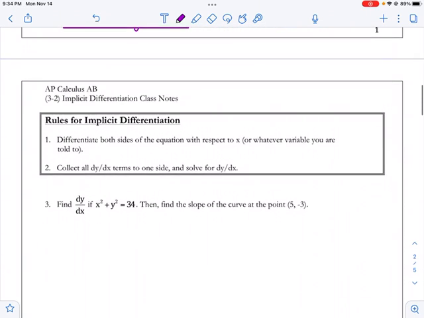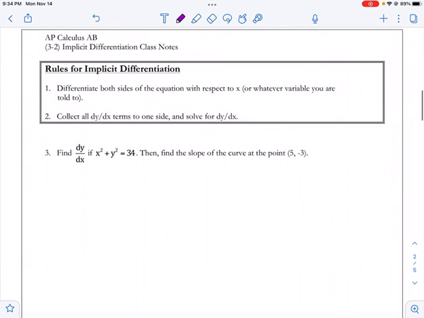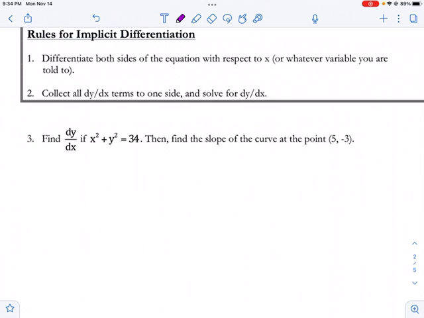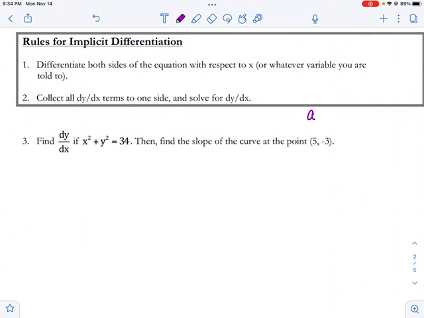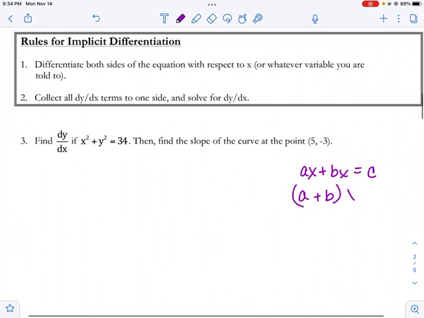Okay, now the rules for implicit differentiation are: you differentiate both sides of the equation with respect to x, or whatever variable you're told to, and then collect all the terms that have dy/dx in them to one side, and then solve for dy/dx. It reminds you, I think I had mentioned this before, of the situation in algebra where you have ax plus bx is equal to c, and it says solve for x, where in an algebra 1 class you would say a plus b times x is equal to c.